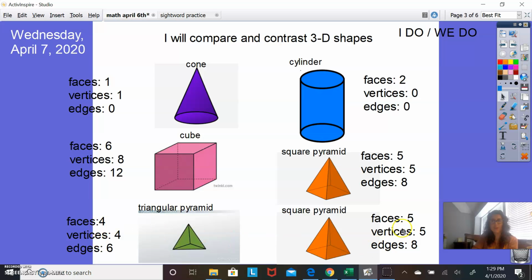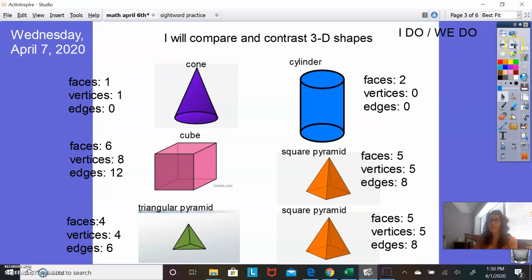So we can look here at what are some things that are the same and different. The faces are different, 4 and 5. The vertices are different, they're 4 and 5. And the edges are different, 6 and 8. What could be the same about these? We could say that this has triangle faces. This one has triangle faces, so that's something that is the same in both of these. So I hope that you enjoyed this lesson on comparing and contrasting our 3D shapes.